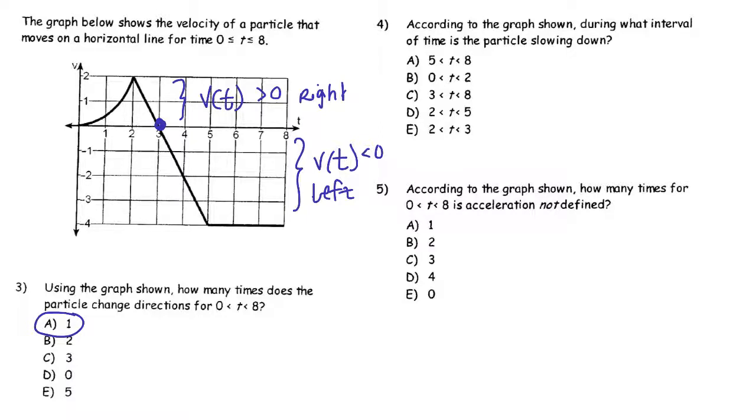Looking at the next one, according to the graph shown, where is the particle slowing down? So we really could go back over and look at our graph and change our graph of velocity to be a speed function. And again, that would be just like what we did earlier. We would be taking all of these parts that are below the x-axis, and I would flip them over to above the x-axis. So instead of going all the way down to -4, this particle at 5 would be at +4, so it would be way up here somewhere. And then it would go to its constant value.